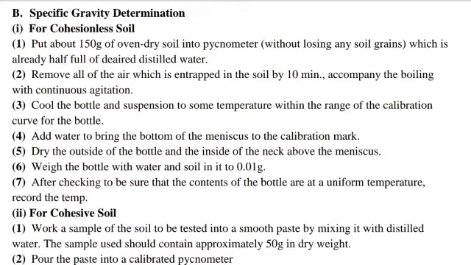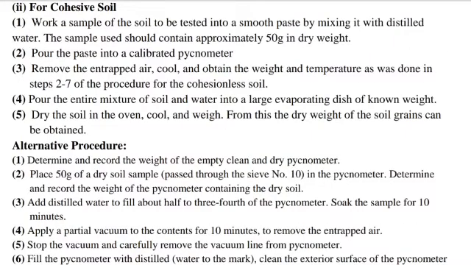2. For cohesive soil. 1. Work a sample of the soil to be tested into a smooth paste by mixing it with distilled water. The sample used should contain approximately 50 gram in dry weight. 2. Pour the paste into a calibrated pycnometer. 3. Remove the entrapped air, cool and obtain the weight and temperature as was done in steps 2 to 7 of the procedure for the cohesionless soil.